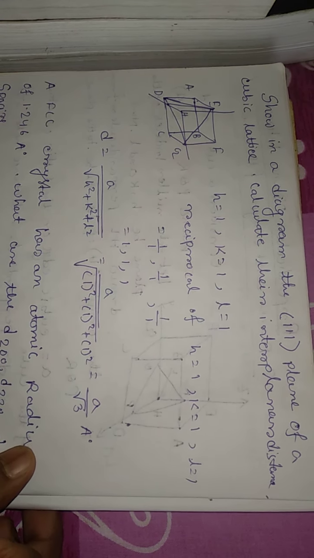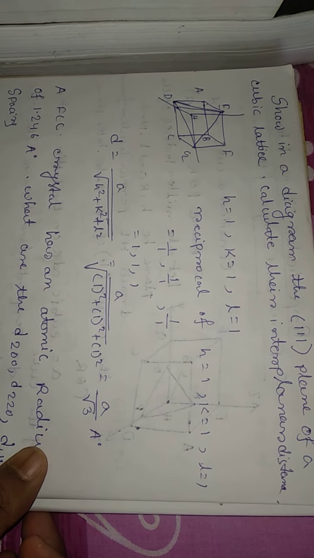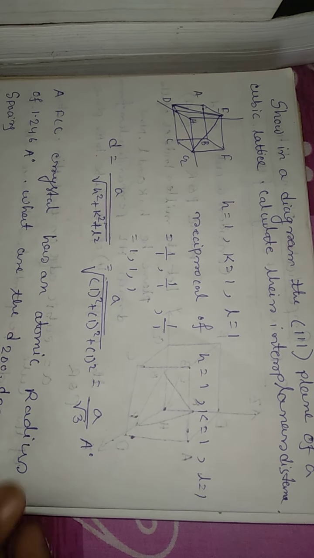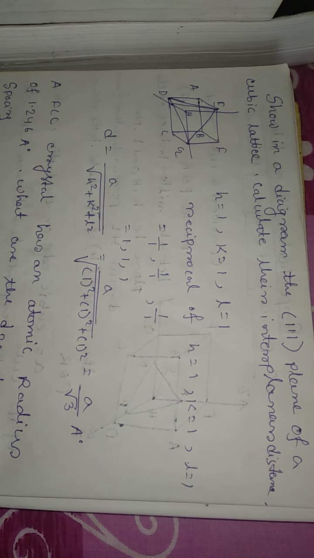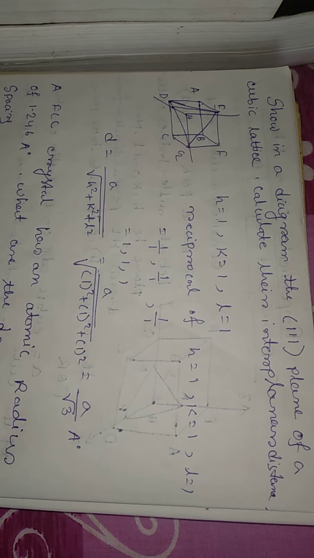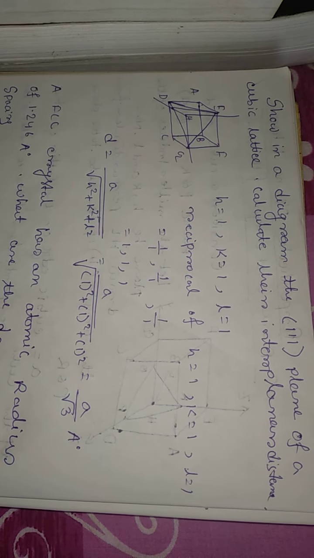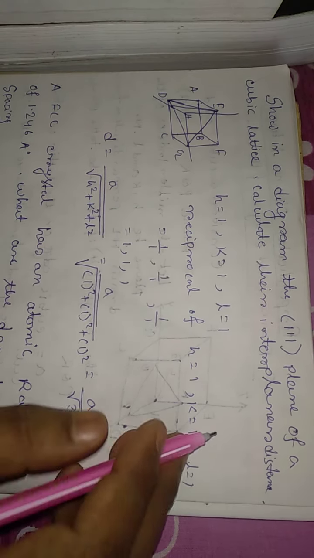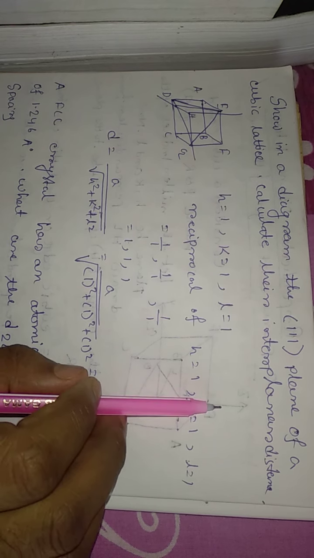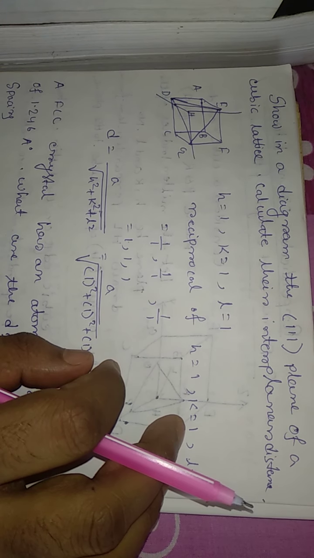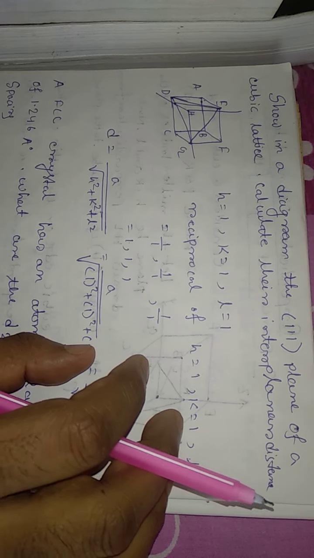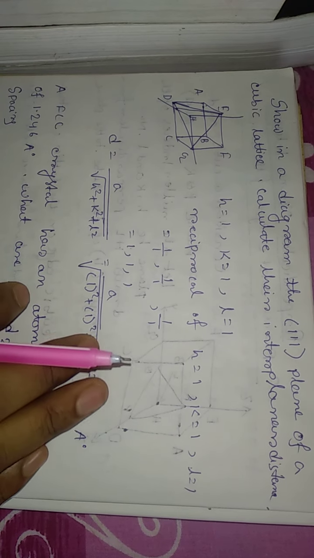Welcome back, students. Today we'll take an example numerical on the previous topic, that is basically the perpendicular distance between a plane and the origin of the cube. The expression was d is equal to a divided by under root of h square plus k square plus l square, where h, k and l are the Miller indices of a particular plane. This is also expressed as the interplanar distance.